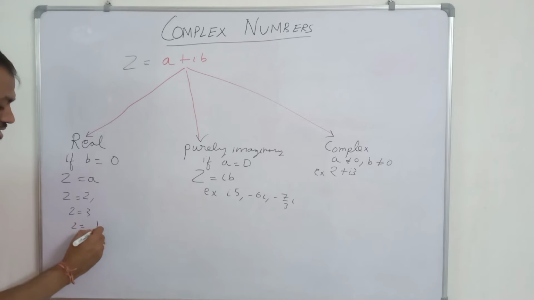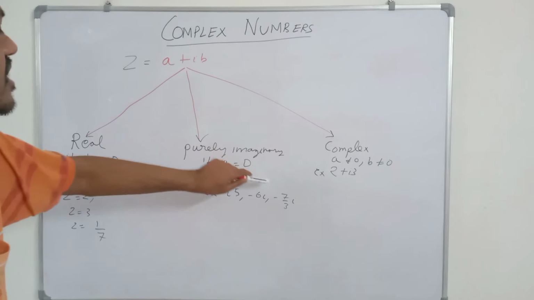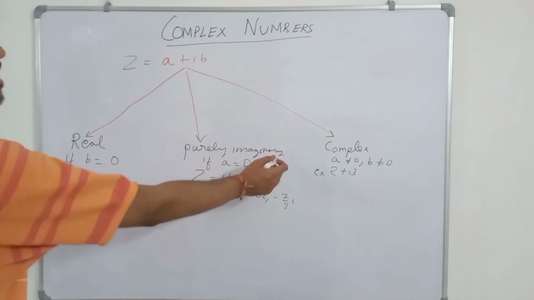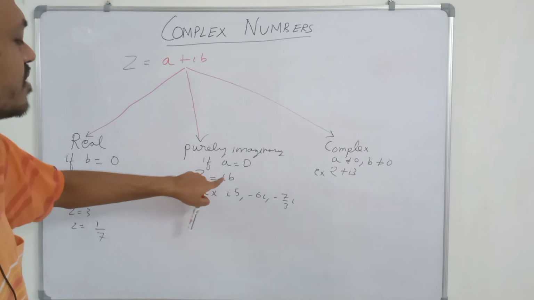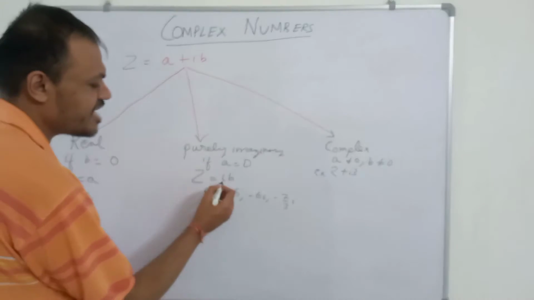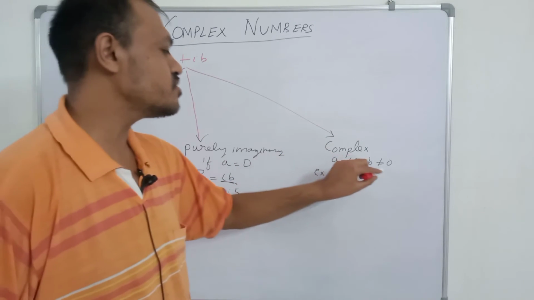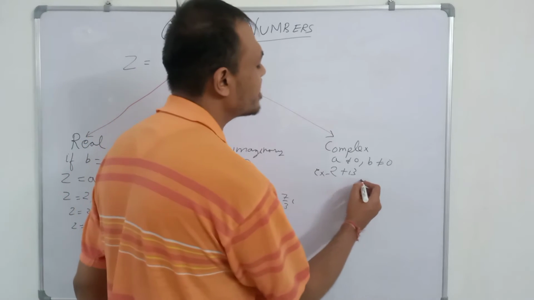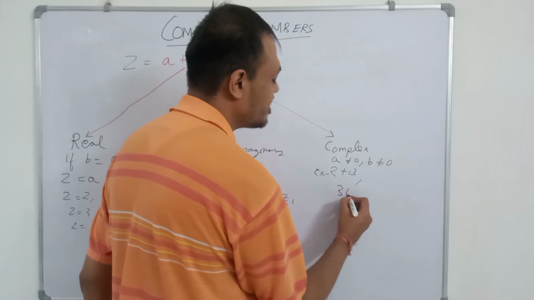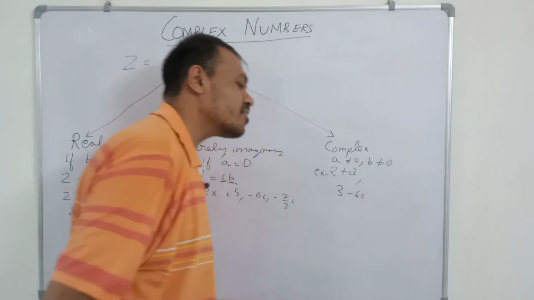So based on the values of a and b, we have divided complex numbers into 3. They are purely real if b equal to 0. They are purely imaginary if a is 0, so there is only the imaginary part, which is only the part with iota. And in a complex number, neither a is 0 nor b is 0. So an example is 2 plus iota 3 or 3 minus 6 iota. This is also an example of a complex number.